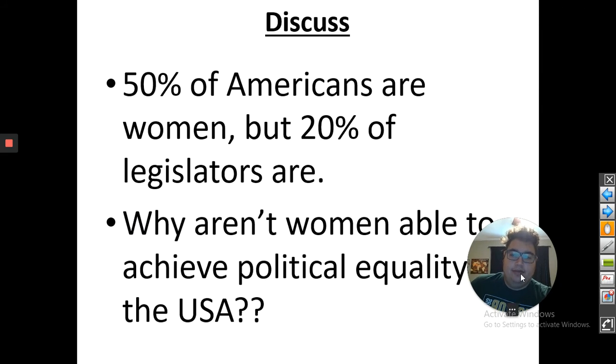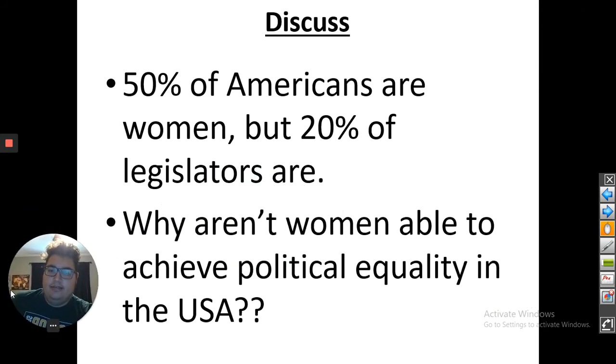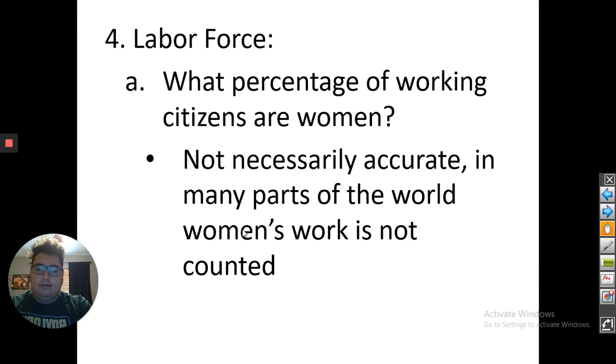The discussion question is: 50% of Americans are women, but 20% are legislators. Why aren't women able to achieve political equity in the United States? Think about that. It's okay to disagree with this question. You might say, I don't think there is any inequality, there are just not enough women wanting to be in it because it's too much work. Sometimes that's actually the case.